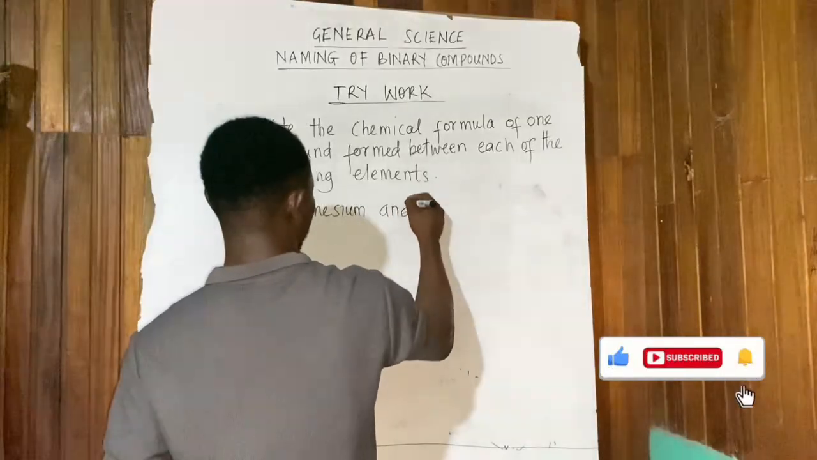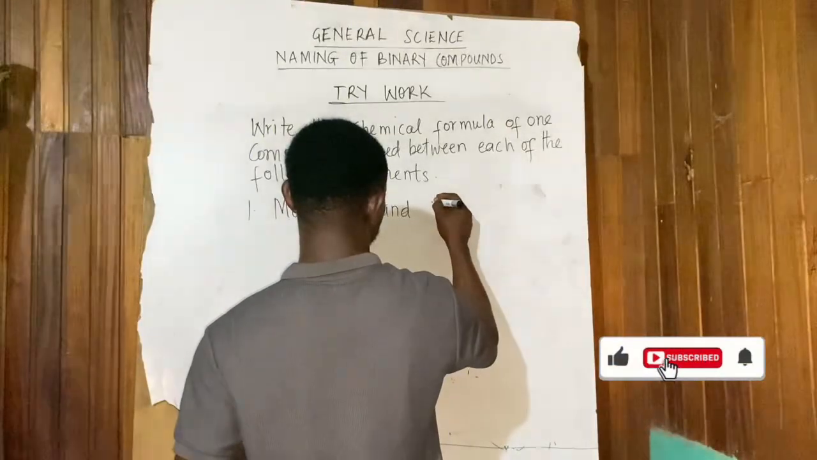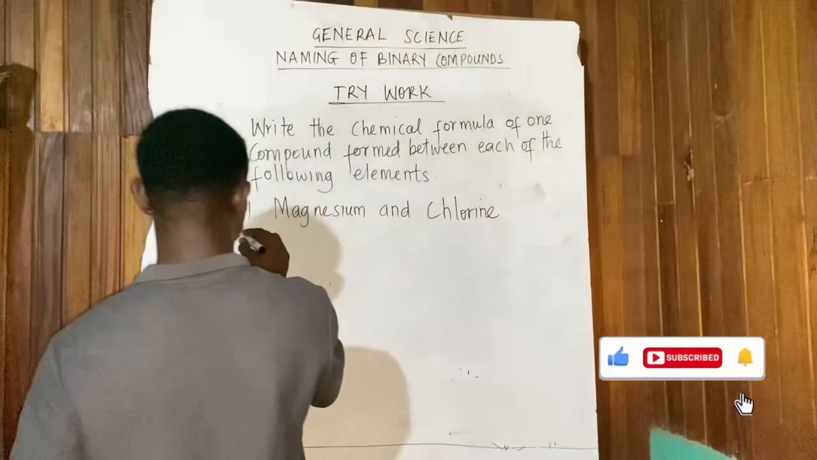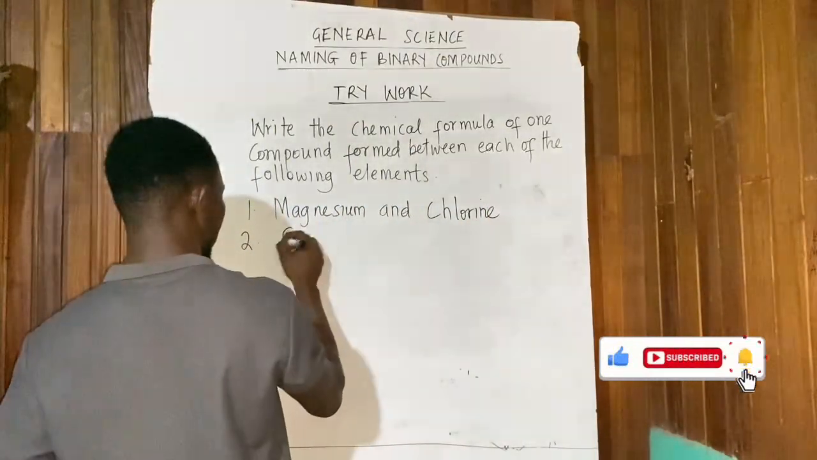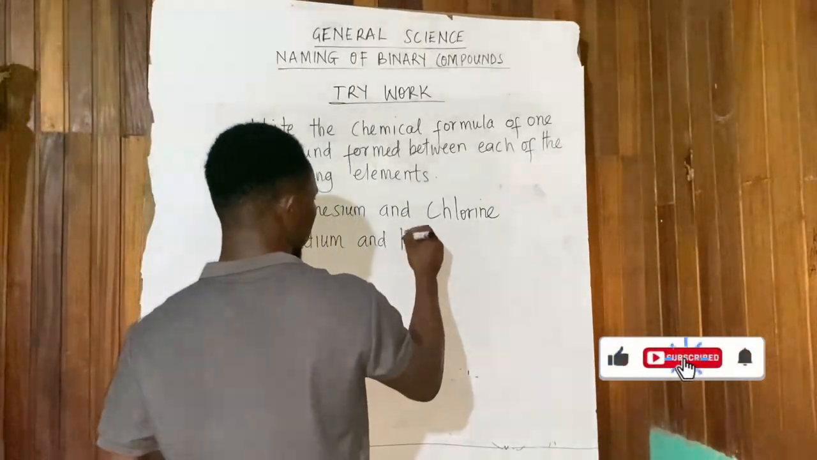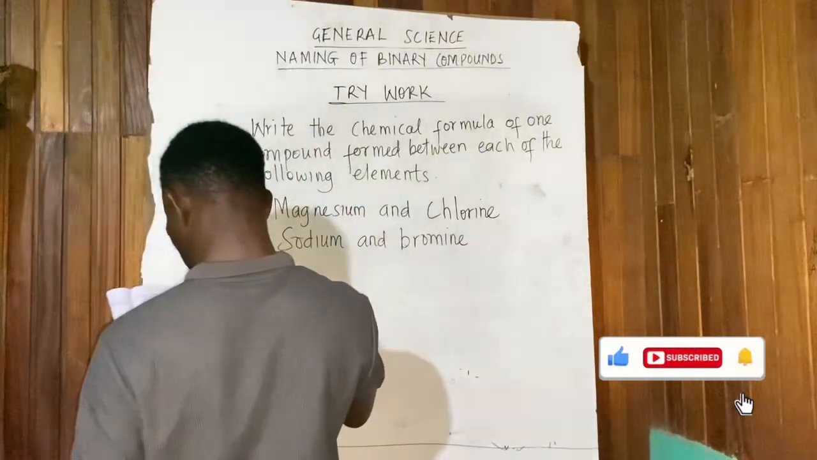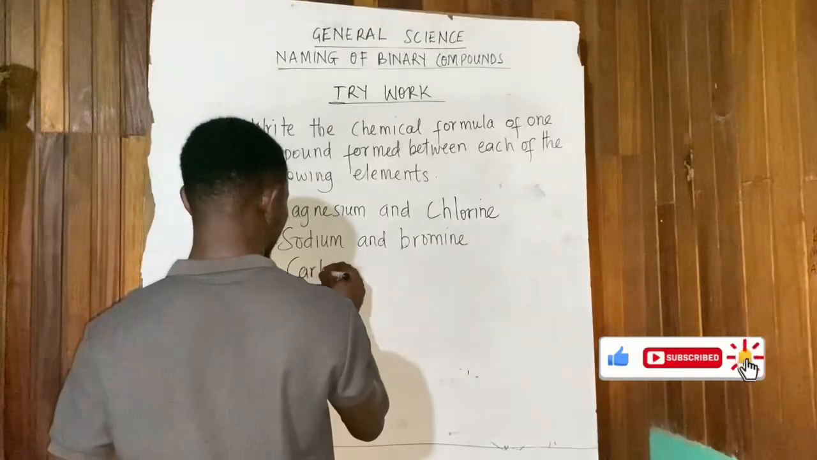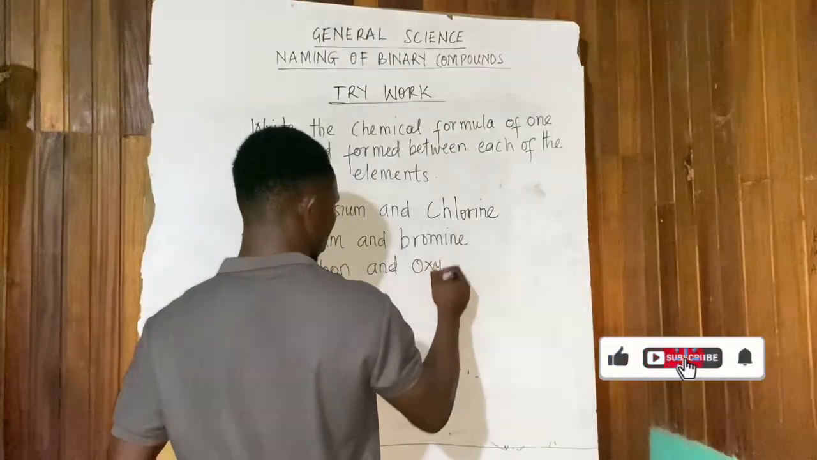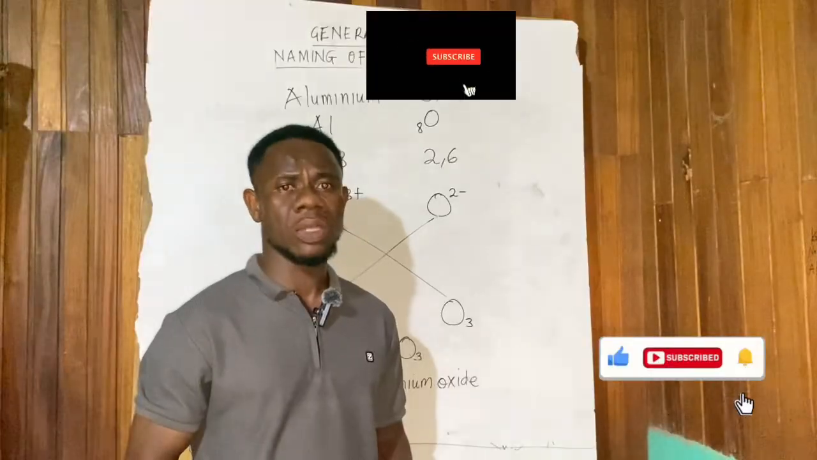1. Magnesium and chlorine. 2. Sodium and bromine. 3. Carbon and oxygen. We will continue in our next video.